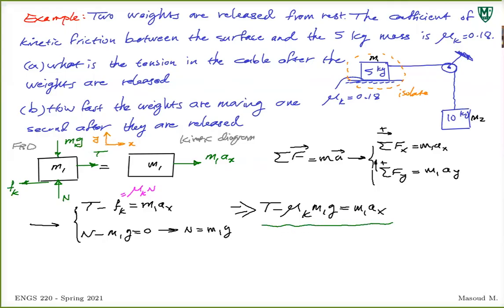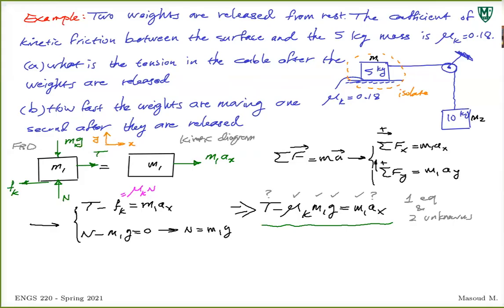Now, looking at this, I know the value for mu_k, I know the value for m1. M1 is 5 kilograms, mu_k is 0.18, g is acceleration due to gravity. I don't know what ax is, and I don't know what T is. So now the problem is I have one equation, two unknowns, right? Not a fun place to be. This is one equation and two unknowns, right?